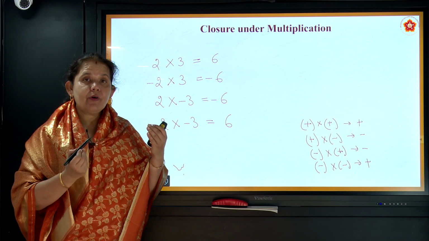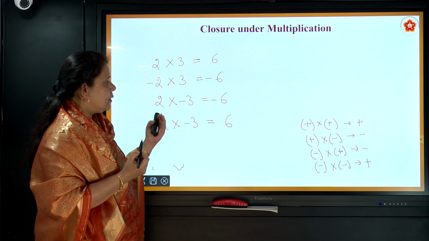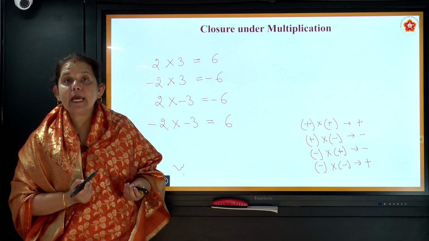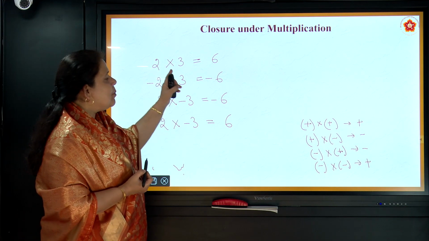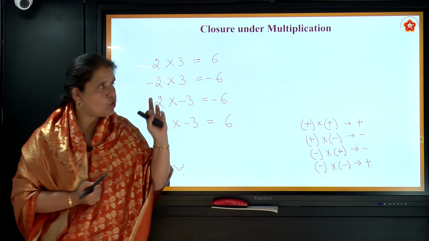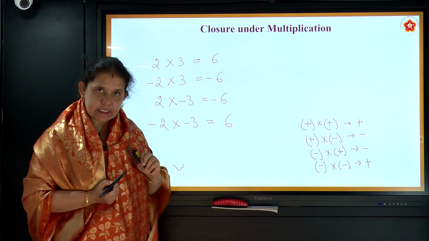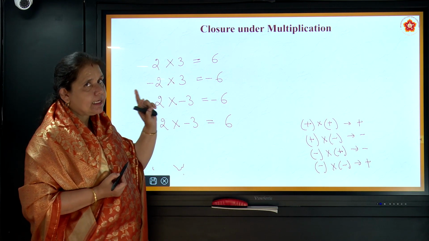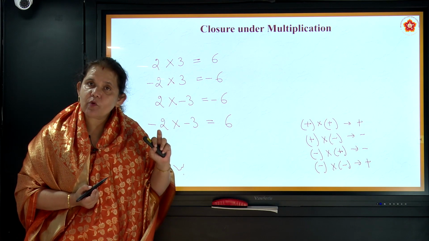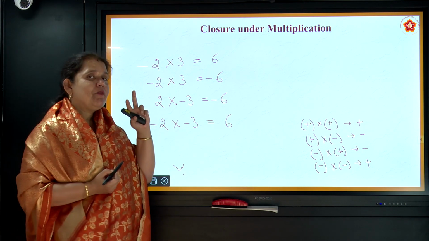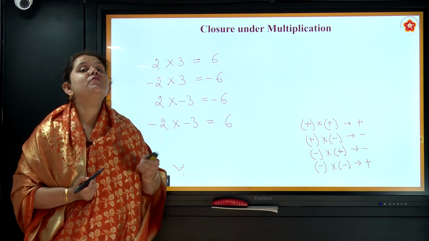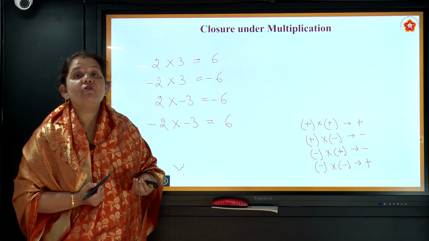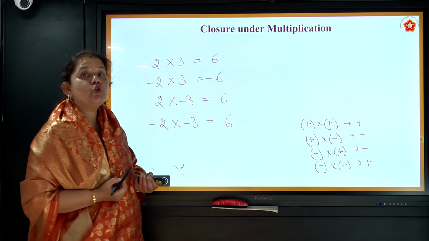Can you think of any number which we get by multiplying two integers that is not an integer? Here, when we multiply 2 and 3, we get 6. 2 is an integer, 3 is an integer, 6 is an integer. We then multiplied minus 2 and 3. Both are integers. We get the answer minus 6, which is also an integer. So when we multiply any two integers, the answer will always be an integer. We will never get the answer as a fraction when we multiply two integers.